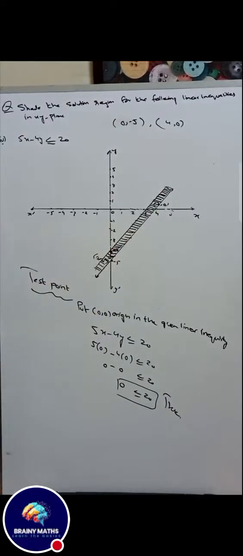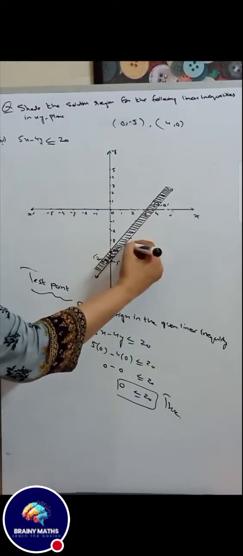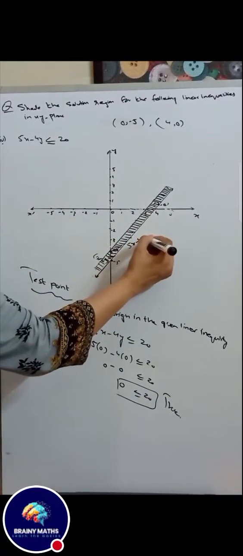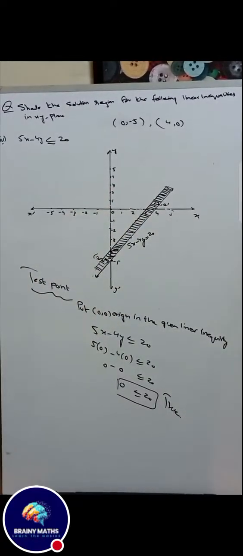Alright? Simple as that. And this is called 5x minus 4y equals 20. This slope is called 5x minus 4y equals 20. I hope it's clear. Inequalities in the xy plane. We have to represent this inequality on the xy plane.